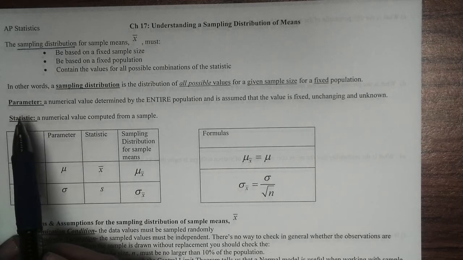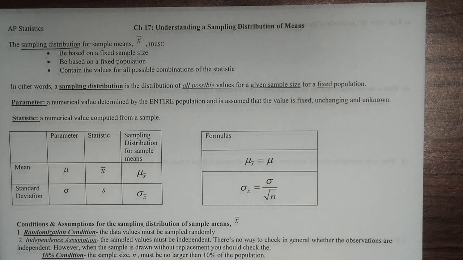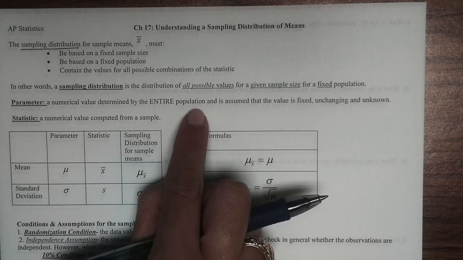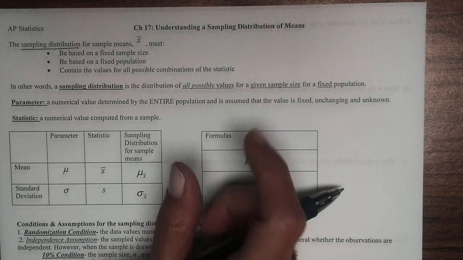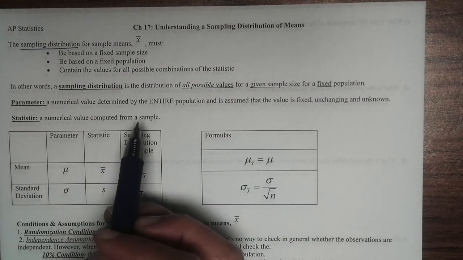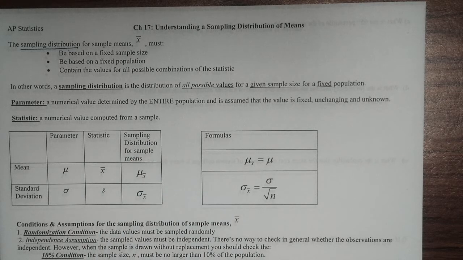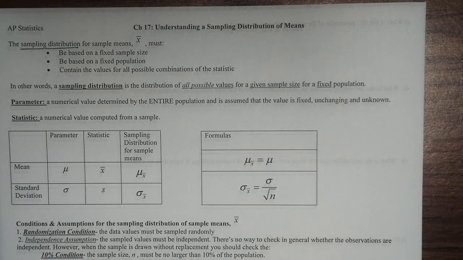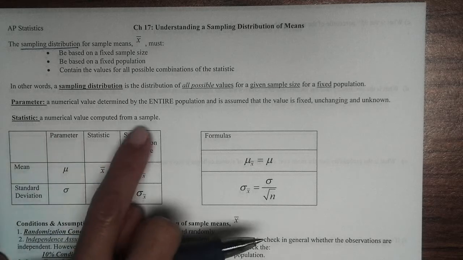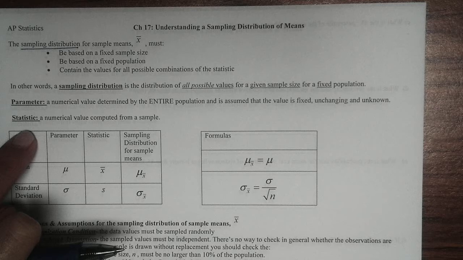The second definition that you need to know is what is a parameter. I'll just read it to you. A parameter is just a value that comes from an entire population. So anytime there are multiple choice questions that ask you what is a parameter, it's just a value that comes from an entire population. And then the next definition that you need to know is a statistic. A statistic is just a value that comes from a sample only. So make sure you know the difference between parameter and statistic.